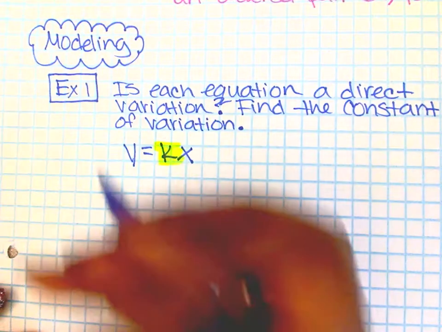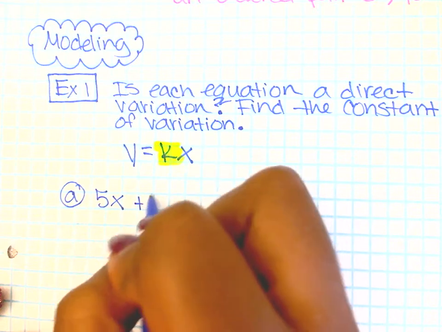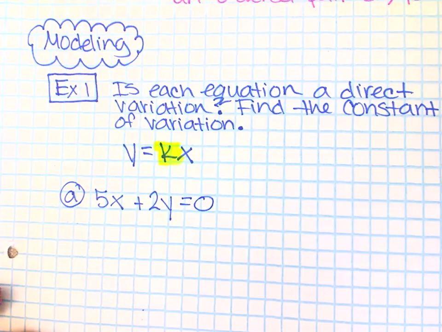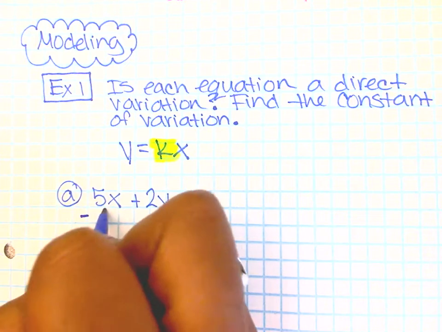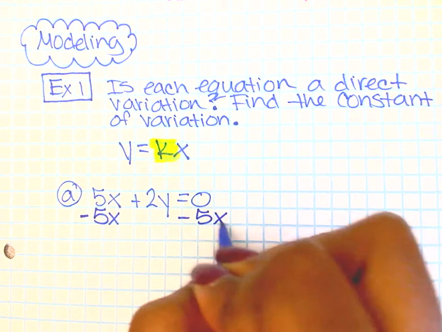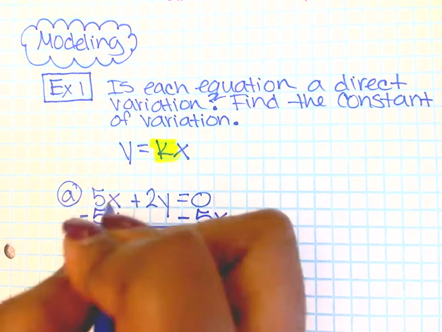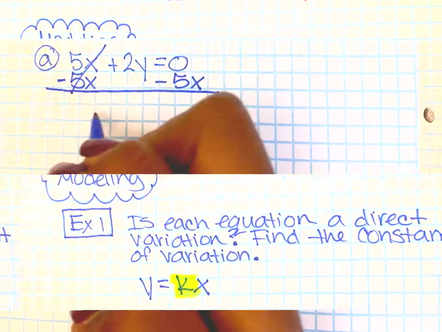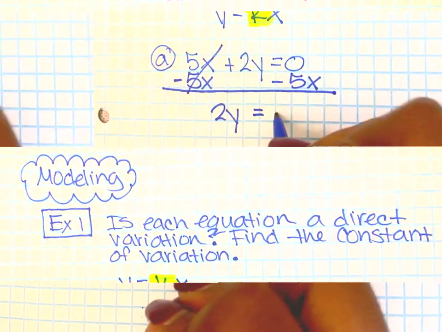All right? So here they give us an example: 5x plus 2y equals 0. You're thinking to yourself, I have to make it look like this. So I'm going to try to get y by itself on one side of the equation. So I'm going to subtract 5x from both sides. Draw my line under. 5x minus 5x will cancel each other out. So on this side, I'm left with 2y equals 0 minus 5x, which is minus 5x.